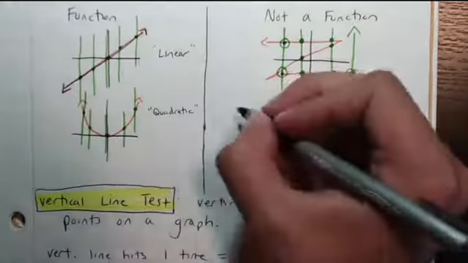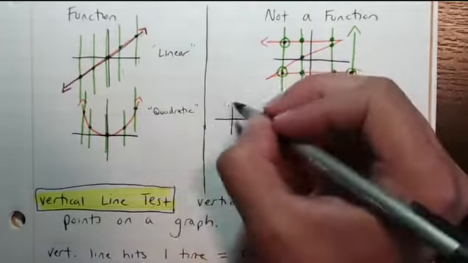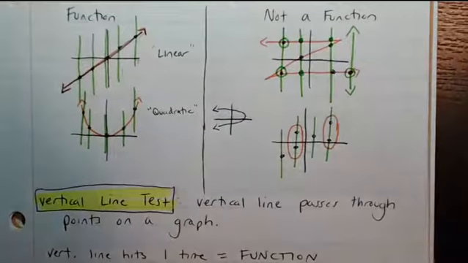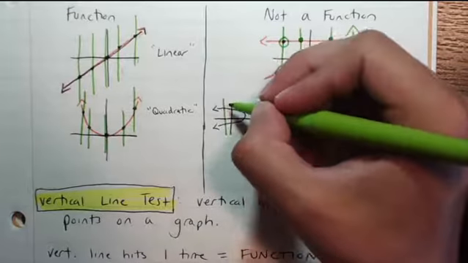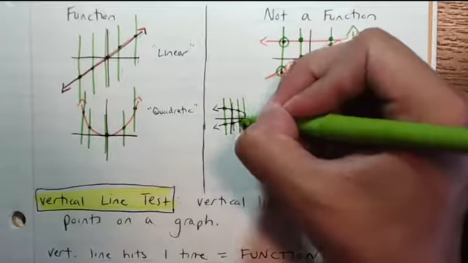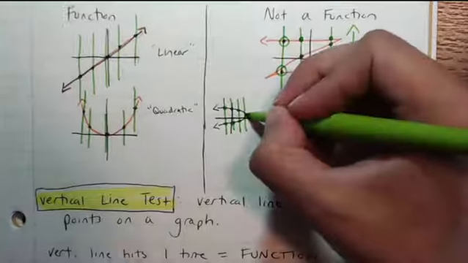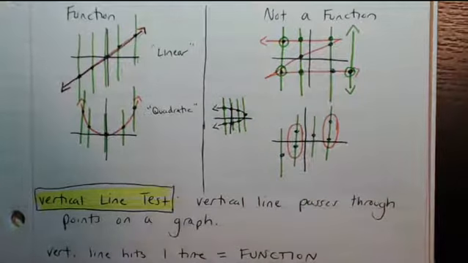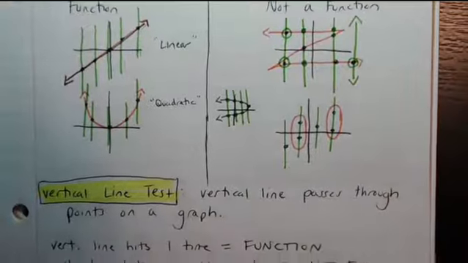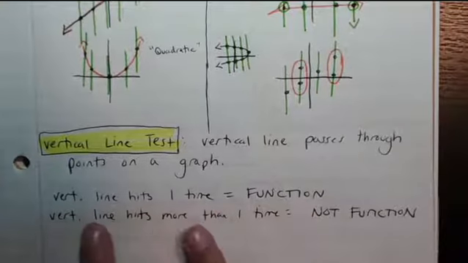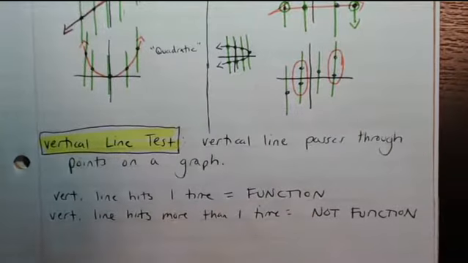You also could see a graph that looks like a sideways U shape. And again, to determine if it's a function or not, all you have to do is draw vertical lines. And every vertical line hits it twice, except maybe this last one hits it 1 time, but it still is not a function because there's at least one vertical line that hits it more than 1 time. So we have to remember, if the vertical line hits it just 1 time, it's a function. If it hits it more than 1 time, it's not a function.